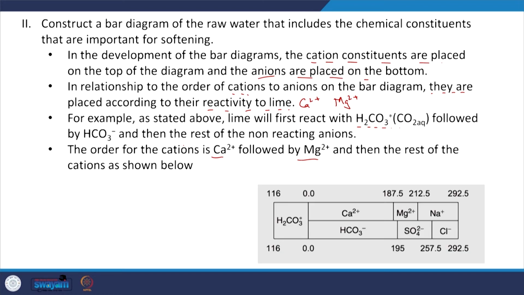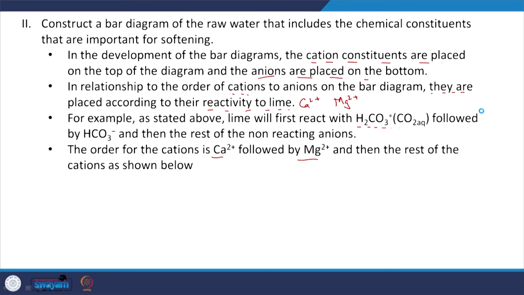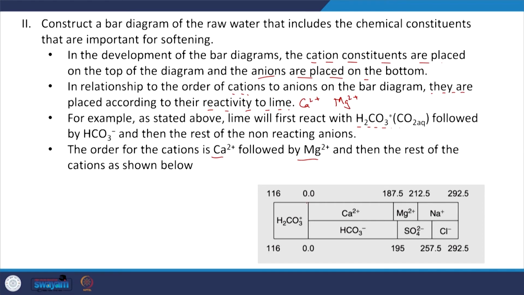So let's see what we have. So we have some H2CO3. I guess we just looked at that. So H2CO3 equivalents 116. So any lime I add will first react with this H2CO3. So that is why I guess they have it in this manner, right? H2CO3. So from here we are starting our axis or zero, and then we are putting on our calcium 187.5 and then the relevant magnesium and sodium. Similarly for HCO3 minus, SO4 2 minus and Cl minus.